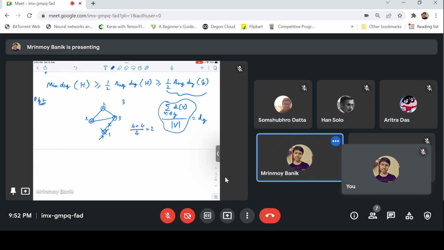So now we are left with this triangle. What's the average now? It's (2+2+2)... slightly more than 2, right? So if we keep on removing all those vertices whose degrees are less than dg, then eventually we will increase the average degree of the graph, sorry, of the subgraph. Yes, we are getting a subgraph.